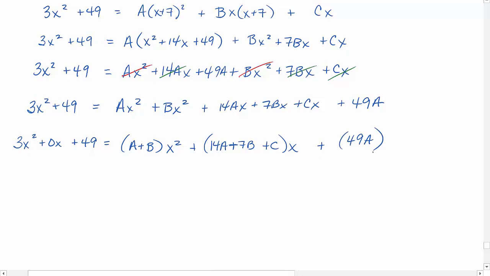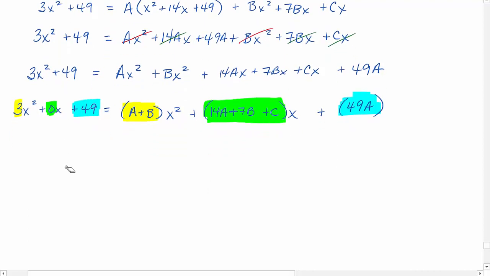We're ready to equate coefficients and write our system of equations. So 3 has to be equal to A plus B. 0 has to be equal to 14A plus 7B plus C. And 49 has to be equal to 49A. Now, if any of these were negative on the left-hand side, I would, of course, take that negative with me as I'm writing my system. So let's write up our system and solve.